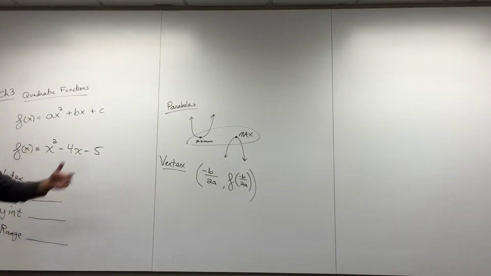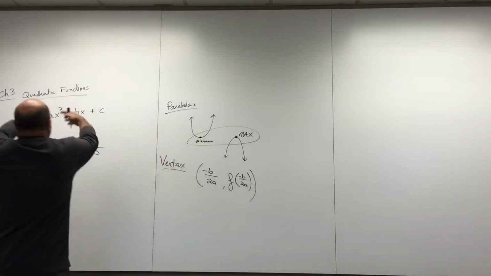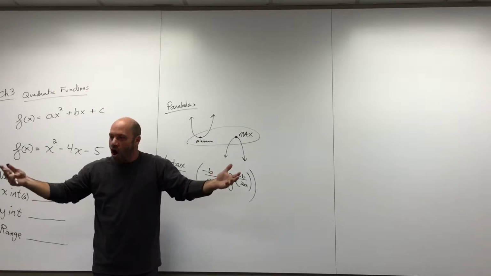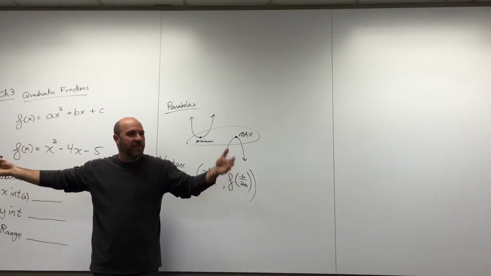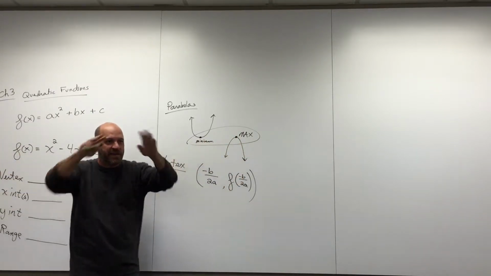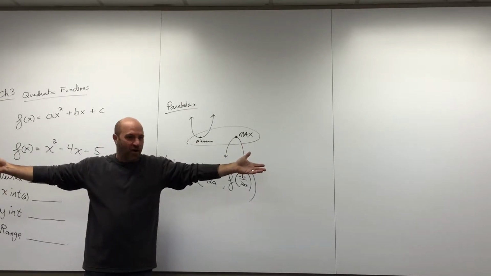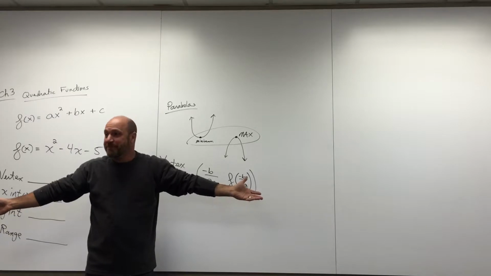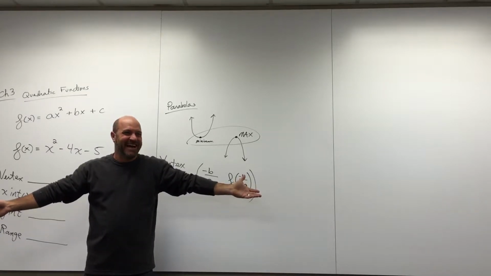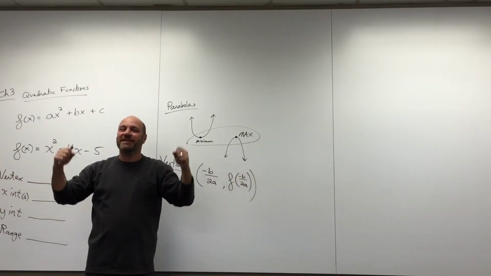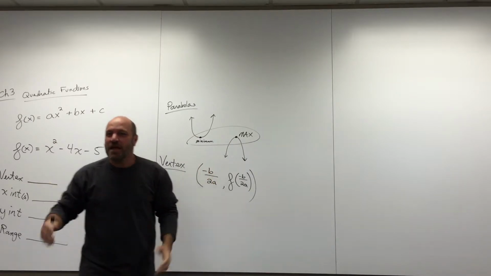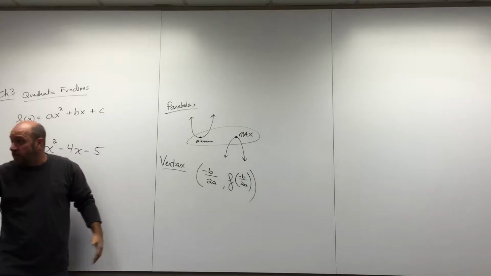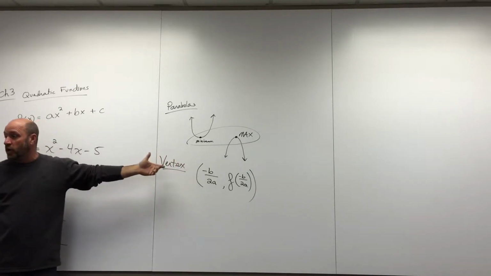Do you know what the domain is for any parabola? For any quadratic function, for any parabola, the domain is all real numbers. Thank you. Negative infinity to infinity. The way they spread out over the domain is all real numbers. So I guess I could ask you what's the domain, but it's free points if I do that. It's all real numbers. The range is more interesting though, because the range gets affected by wherever that vertex is.